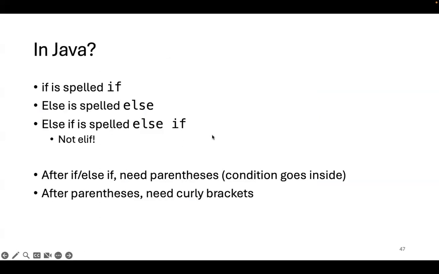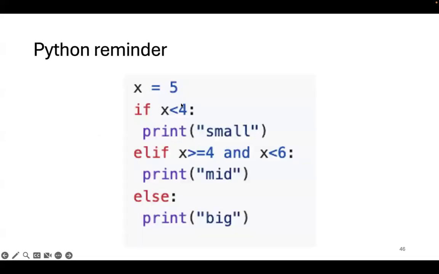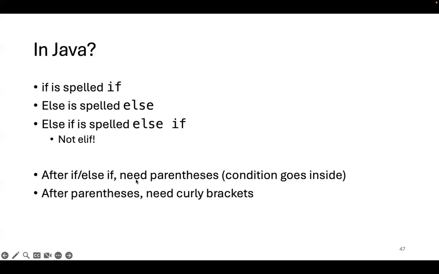So in Java, the word if is also spelled if. Congratulations. The word else is also spelled else. The word elif for else if is spelled else if, so two separate words right next to each other. After the if or else if, we need the parentheses. The condition is going to go right here and right here. That's where the condition goes. And then after the parentheses, we need curly brackets.